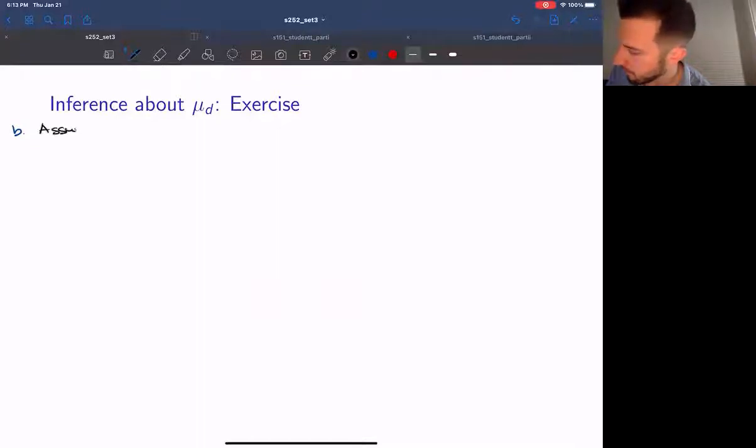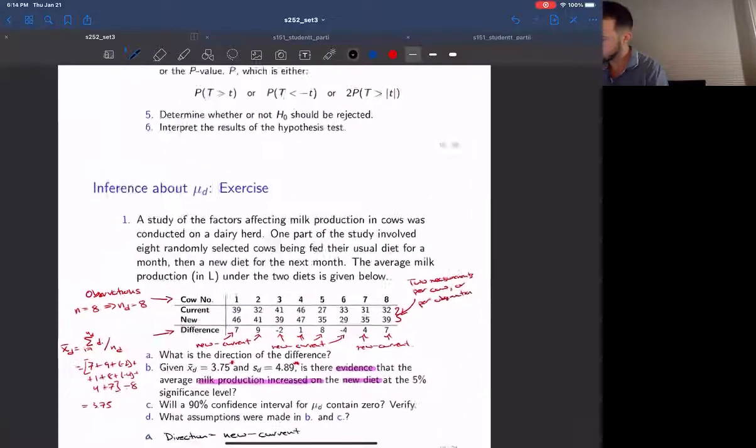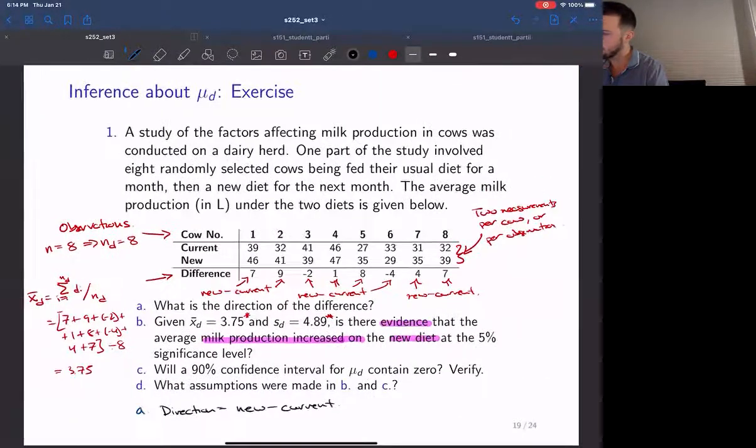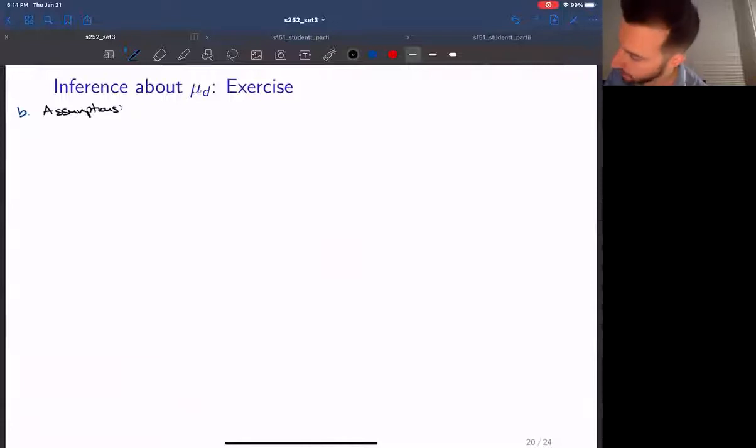Okay, so we would start off with the assumptions. Our first assumption is SRS. It's SRS of the differences, but this would be the same thing as SRS of the observations. So basically, were the cows randomly selected? And based off the information, we're not sure.